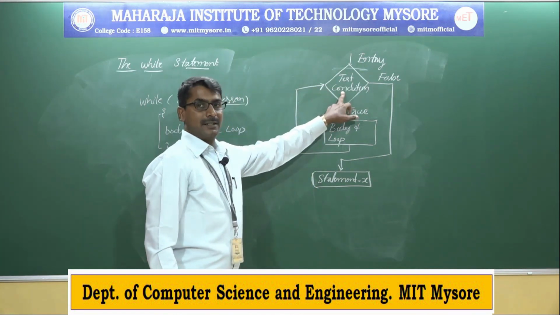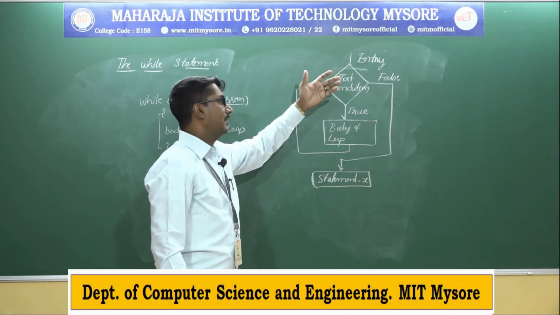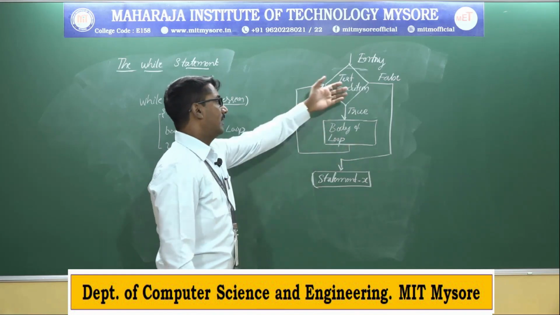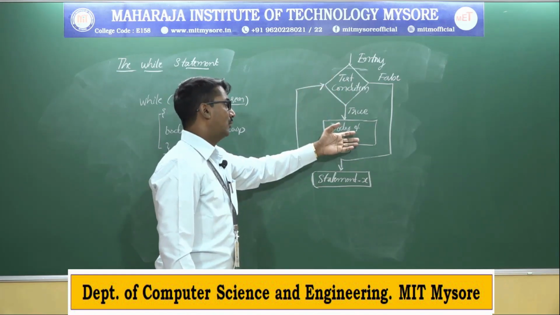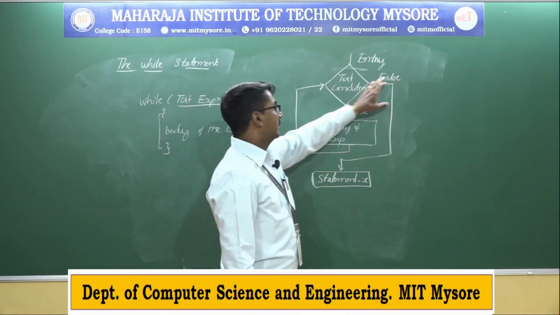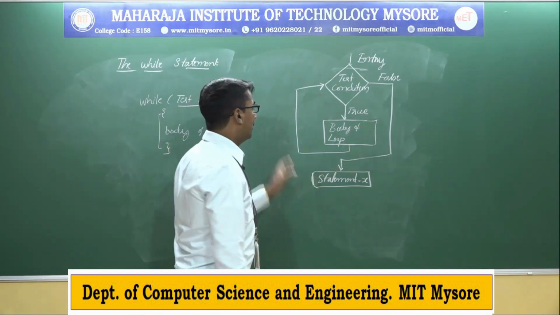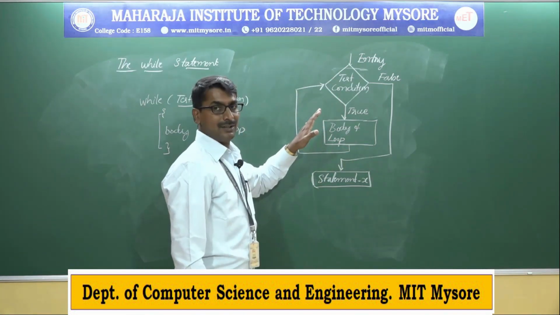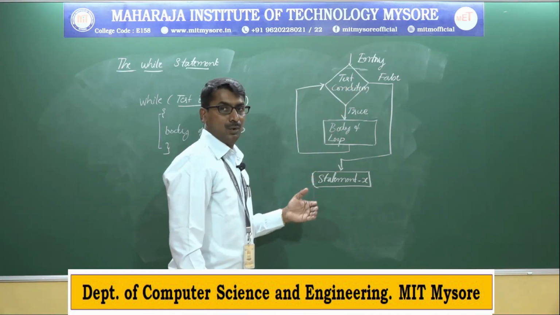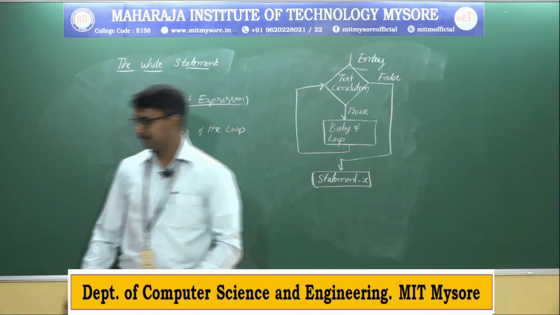So the test condition returns true or false. If the condition return value is 1, the condition is true. If it is 0, the condition is false. If the condition is true, it will execute the body of the loop, then control transfers back to the test condition. If the test condition is false, it will exit from the looping statement. The process will iterate till the condition is satisfied. Once the condition is not satisfied, it will terminate from the looping statement.